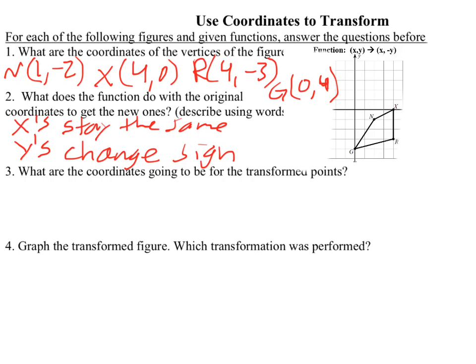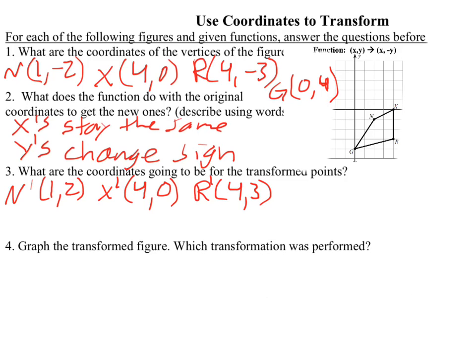What are the coordinates going to be for the transformed points? So we're going to actually do the transformation. N prime, keep x the same, change the sign on y, gives you 1, 2. X prime, keep x the same, change the sign on 0. Well, that's still just going to be 0. Keep x the same on R, and change the sign on y, so that's going to be positive 3. And then on G, you're going to keep x the same, so it's still going to be 0, and change the sign on that 4 to give you a negative 4.